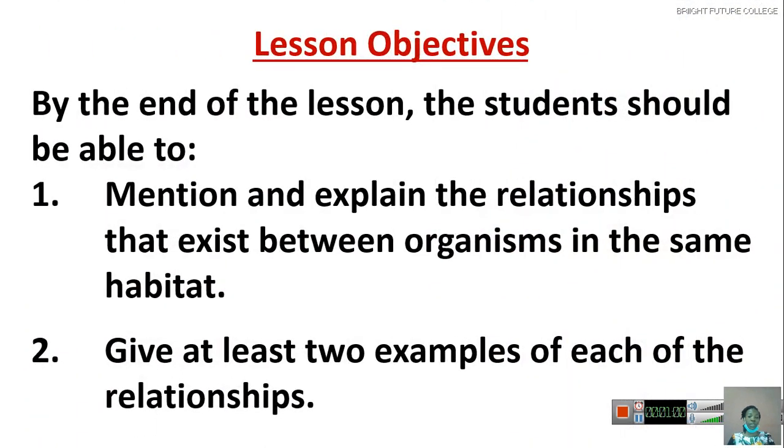So before we go deep into the topic, let's take the lesson objectives for today. By the end of this lesson, you should be able to: 1. Mention and explain the relationships that exist between organisms in the same habitat. 2. Give at least 2 examples of each of the relationships.